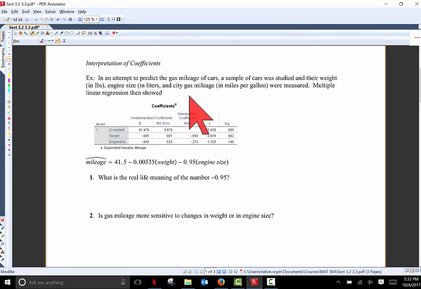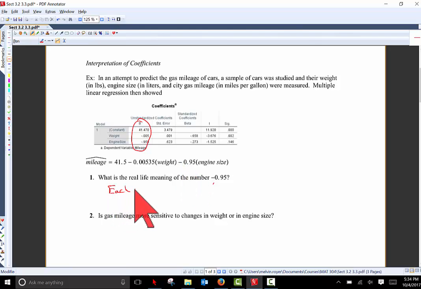And so I had an actual sample of 26 cars or so and had SPSS do a regression with engine size and weight as predictors and mileage as a dependent variable, and got the coefficients here as we discussed, and as an algebraic equation it looks like this. So question, what is the meaning, for example, of this negative 0.95?